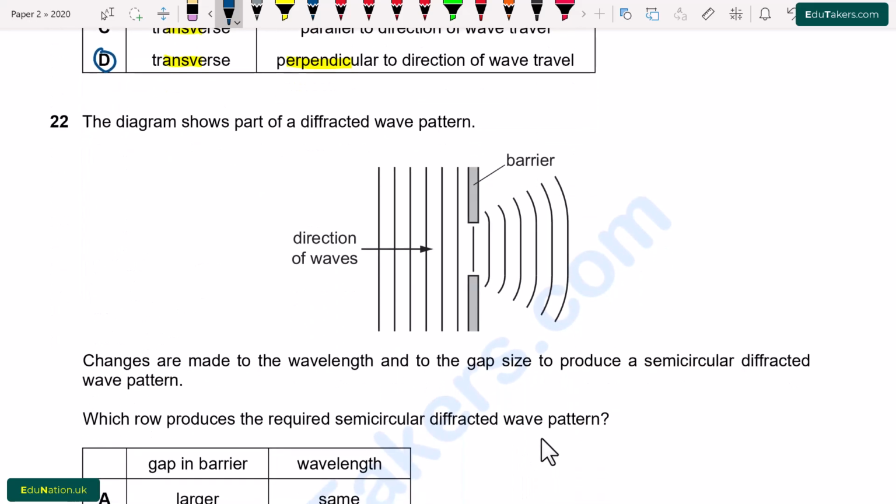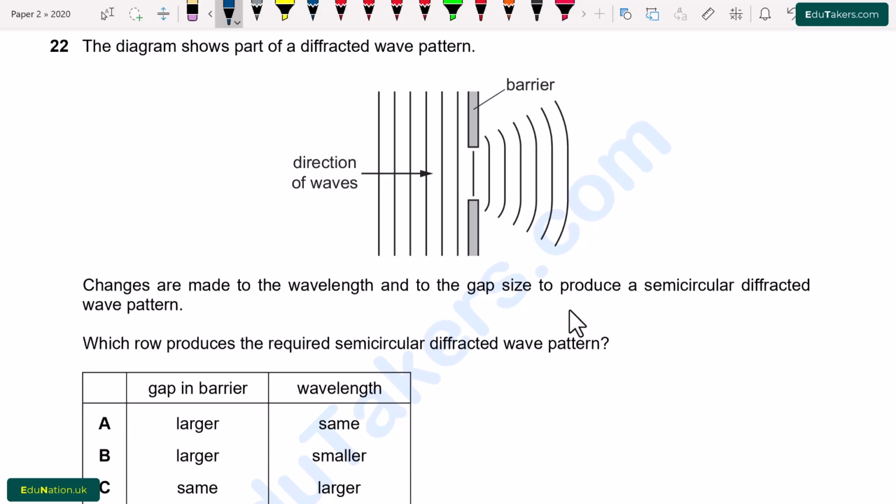Question number 22. The diagram shows a part of the diffracted wave pattern. So these are the direction of wave. There is a spacing between the barrier, and these others are the diffracted waves. Changes are made to the wavelength and to the gap size to produce the semicircular diffracted wave pattern. Which row produces the required semicircular diffracted wave pattern? So there will be a semicircular diffracted wave pattern like this.